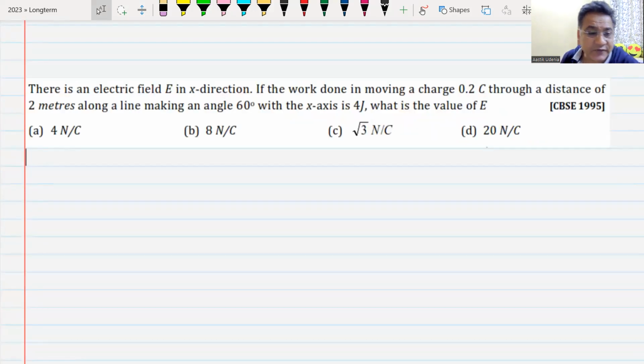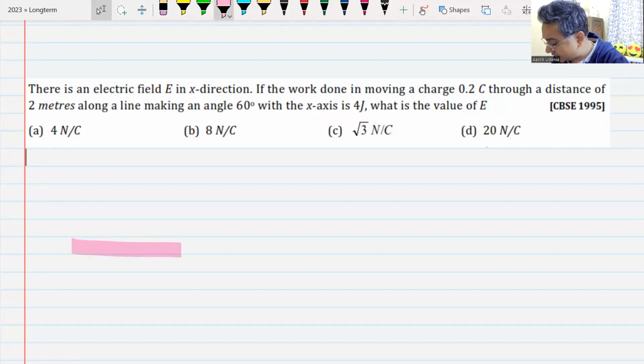Next one. There is an electric field E in the x direction. If the work done in moving a charge 0.2 coulomb through a distance of 2 meter along a line making an angle of 60 degree with the x-axis is 4 joule, find the value of E. It is option D, 20 Newton per coulomb. How did you get this? So, your electric field is like this, E.